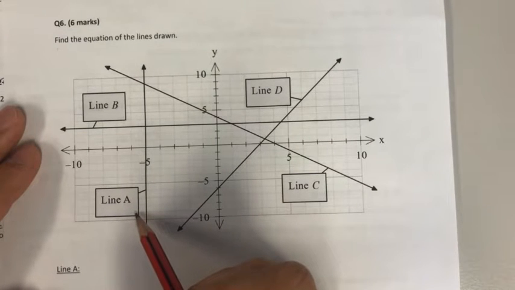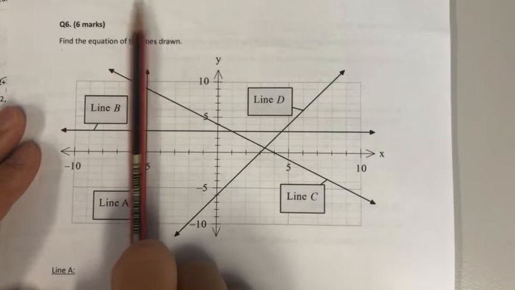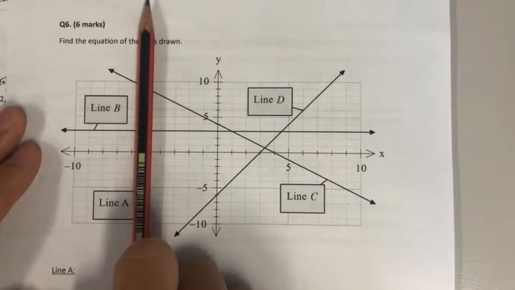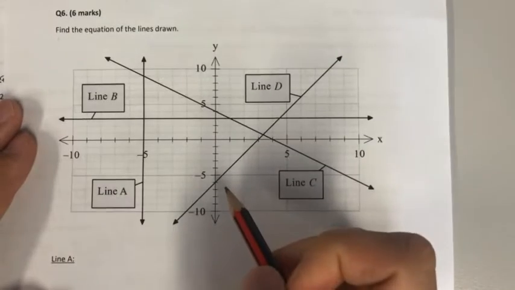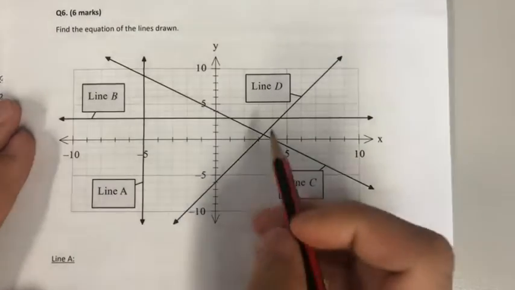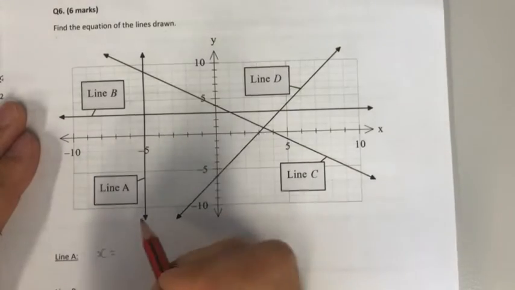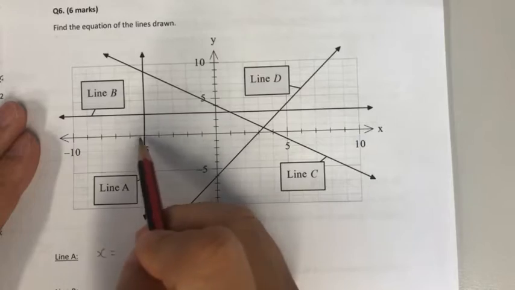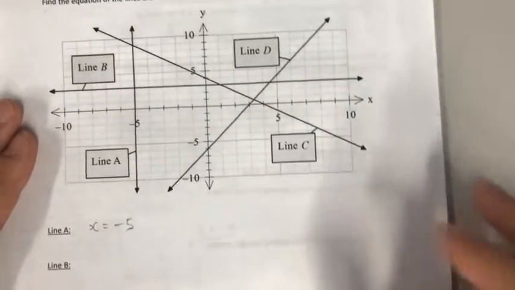So the way that we write down equations for lines that are vertical is we write them in a completely different way. We just write x is equal to the place it cuts through the x-axis, which is -5. That's the equation of the line.